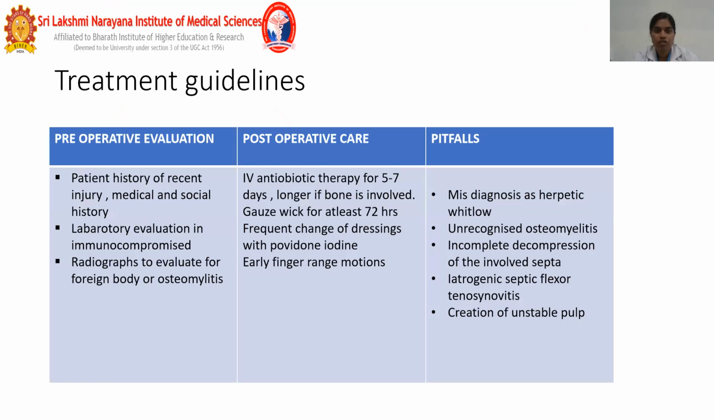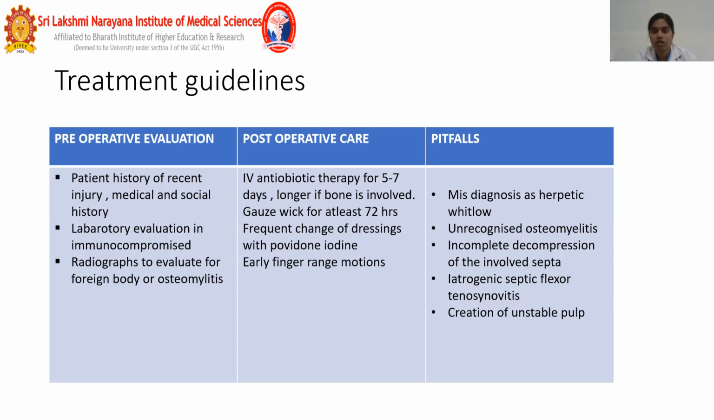The pre-op evaluation includes the mode of injury, any history of diabetes, laboratory evaluation, and a radiograph to rule out osteomyelitis. Post-operatively, antibiotics for a week along with daily change of dressings and finger range of motion should be done. The pitfalls are misdiagnosis as herpetic whitlow, unrecognized osteomyelitis, and incomplete decompression of the septa. There are multiple septa in the distal space, so all the septa should be broken and drained adequately.